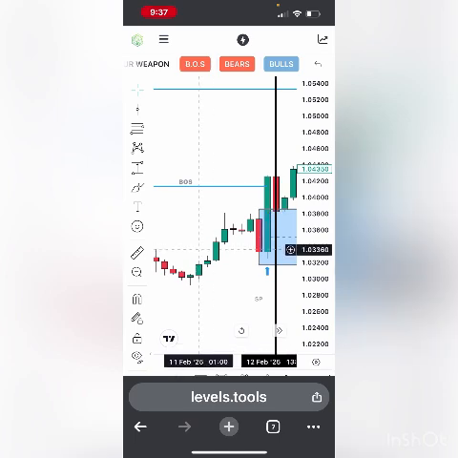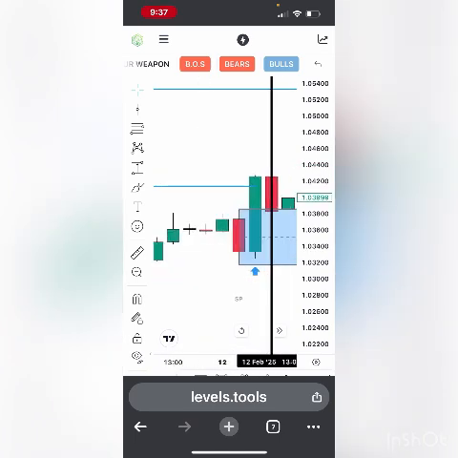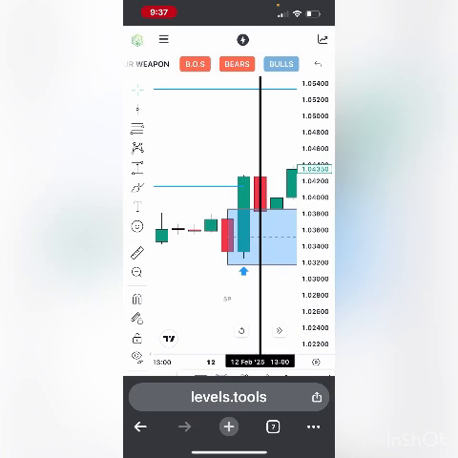Okay, the moment the market comes back and touches that zone. Now, remember what we said. This area is also known as the danger zone.